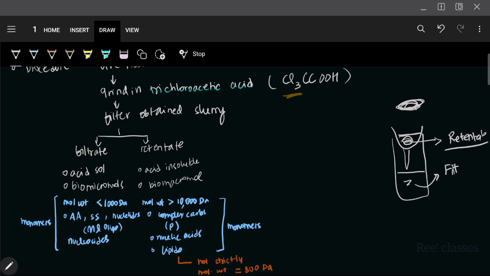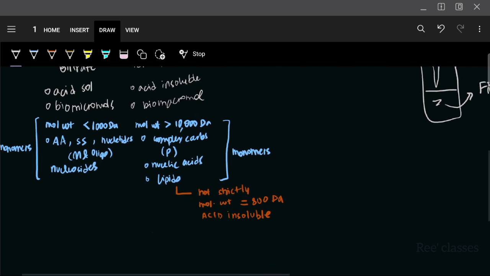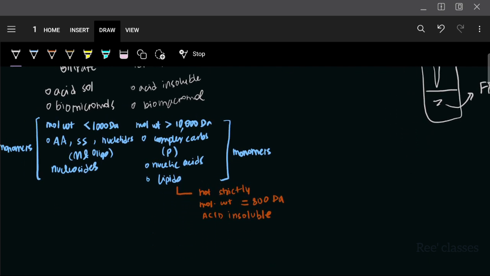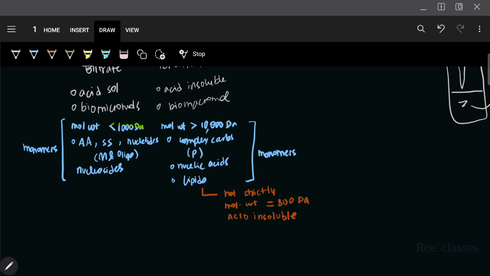So the one that is acid soluble is known as micromolecules or biomicromolecules. These are smaller, from the name you can get. This is going to be insoluble in acid, obviously. This is known as biomacromolecules. The difference, let's quickly summarize. The smaller one, less than 1,000 Daltons, right? And this will include monomers, right?